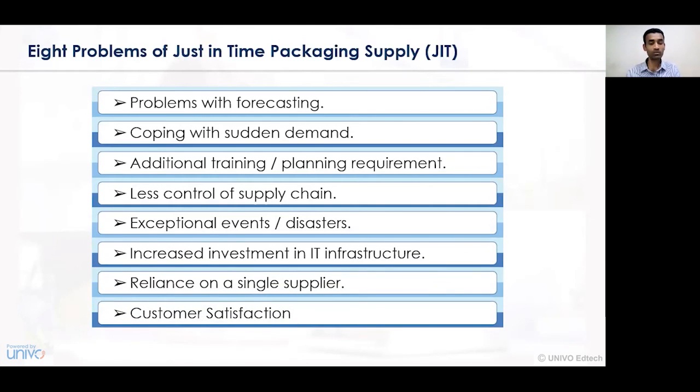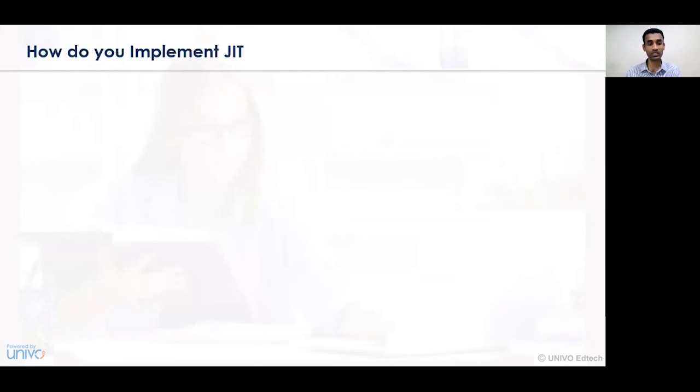So these are the various problems on which basis the problems can be identified, and we need to understand how just-in-time packaging supply activities can be taken and the qualitative products can be manufactured in the business organization. So those are the 8 problems that have been associated with just-in-time.